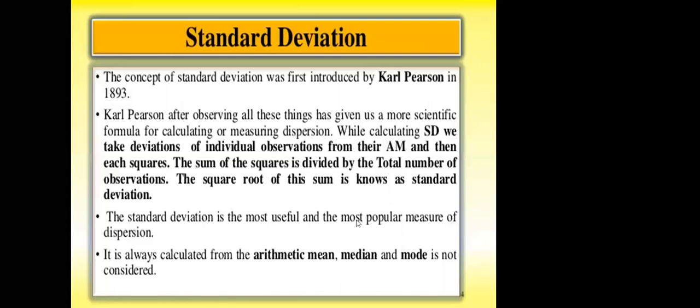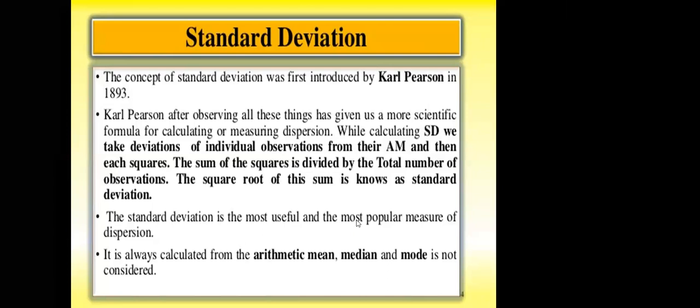Standard deviation is the most important and widely used measure of dispersion, as it was first used by Pearson in 1893. Standard deviation is also known as root mean square deviation. It is defined as the square root of the arithmetic mean of the squares of the deviations of the values taken from the mean. Standard deviation is denoted by the small Greek letter sigma.